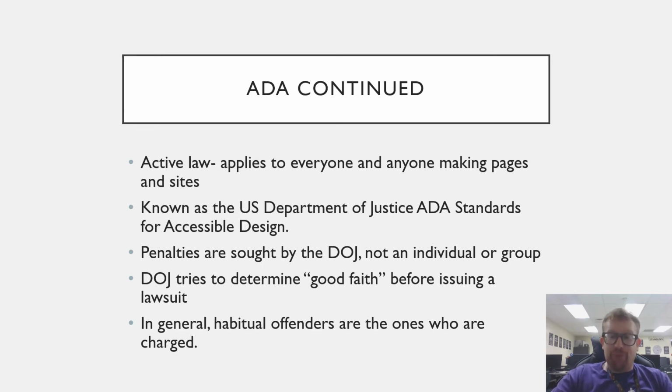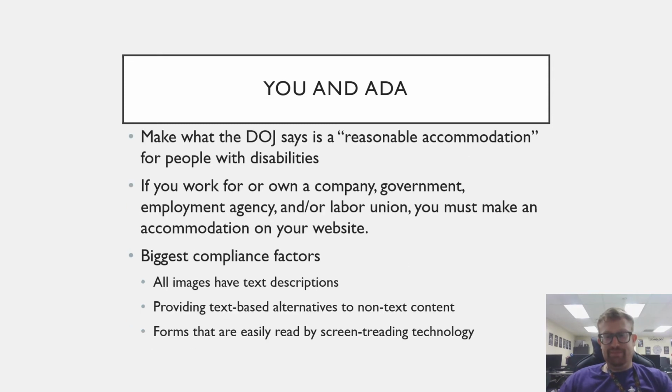This is mostly only if you're like a company or entity. Being a student is not going to get you on the Department of Justice watch list for not using accessible materials on your website. It's in general habitual offenders, people who are repeatedly doing it, people who are in large companies and corporations. Those are the ones that get the lawsuits, and those are the ones that get fined. Okay, you're gonna be safe, I promise.